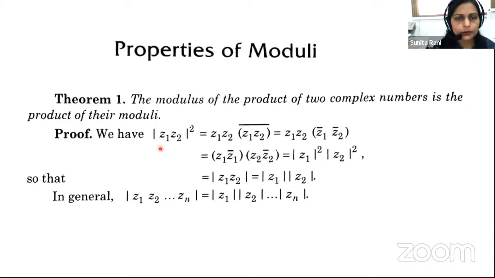We can prove it also. Take z1 z2, mod square. This is mod z square, and mod z square is equal to z times z bar, and here z is z1 z2. So z1 z2 into the conjugate of z1 z2, or you can write z1 z2 z1 bar z2 bar. Combine z1 with z1 bar, z2 with z2 bar. We get mod z1 square, mod z2 square, and this is (mod z1 mod z2) square. Similarly, we can generalize the result also. So we can say that the modulus of the product of two complex numbers is equal to the product of their moduli.